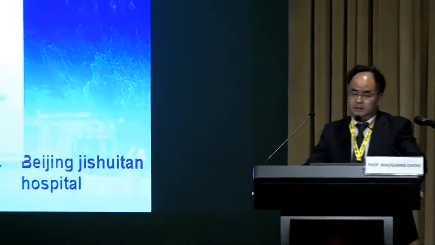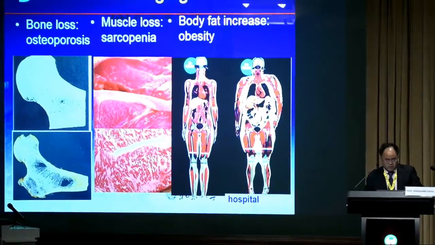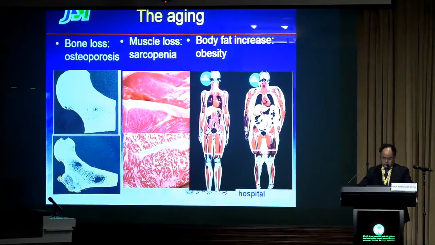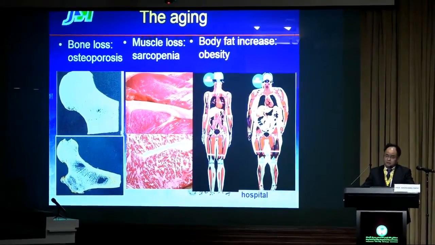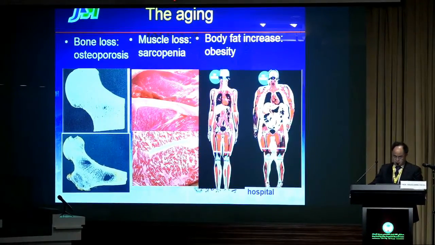So our body consists of bone, muscle, and fat, and of course many other things. But they are all connected to each other. When we get old, as you can see, the bone is lost, so we get osteoporosis. The muscle is lost, we get sarcopenia. And when we get old, the fat increases, and we have a problem of obesity.